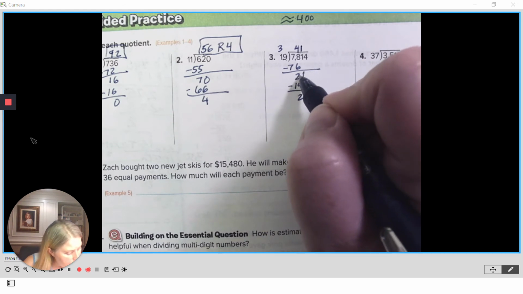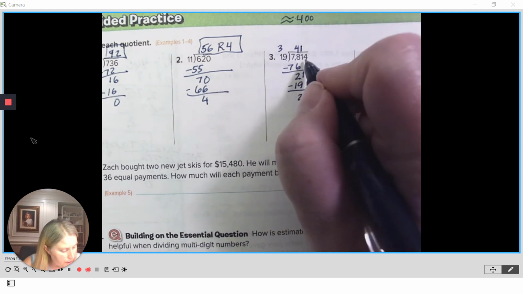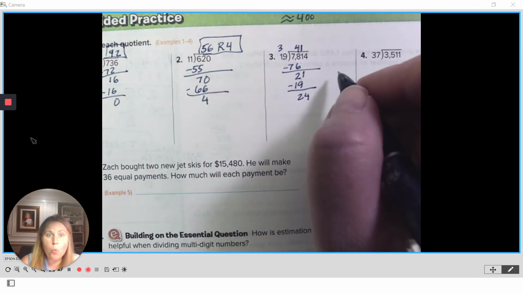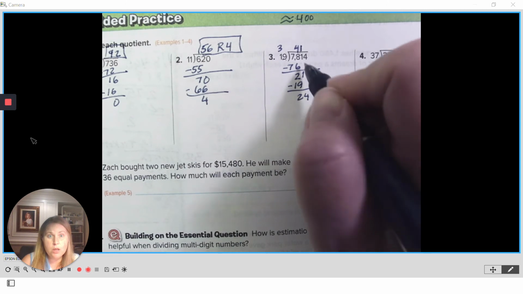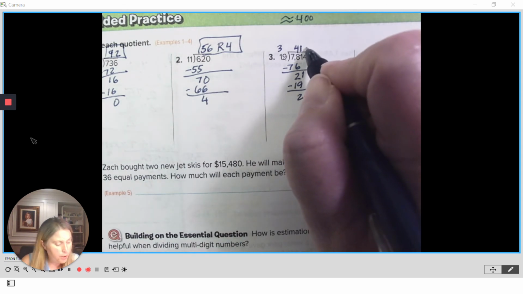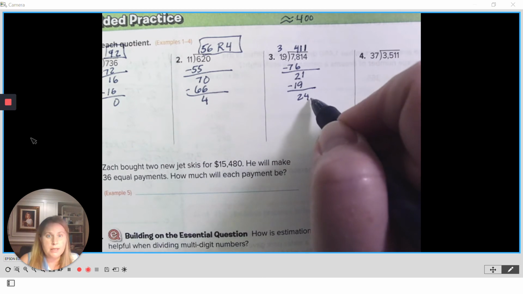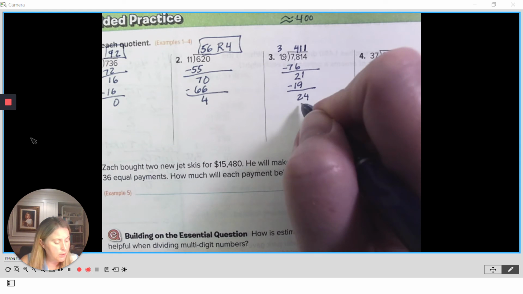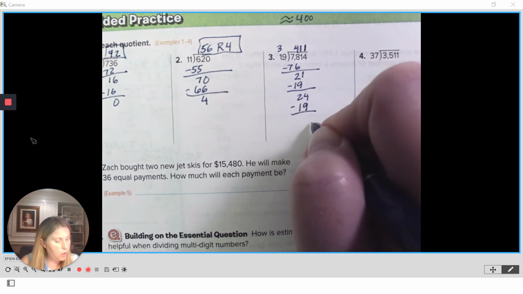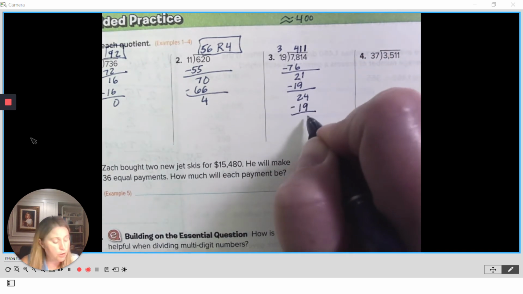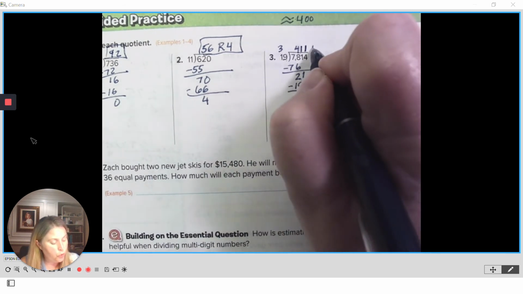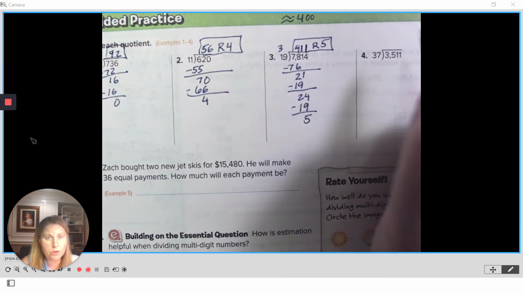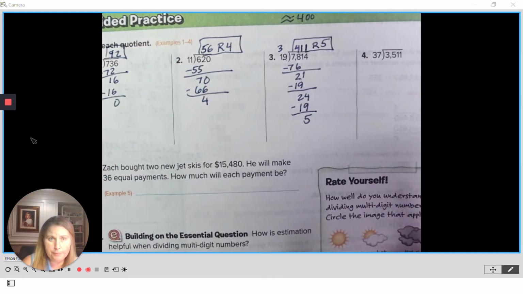Okay, and then I brought down this one, so now I need to bring down this 4. So I have 24. 19 goes into 24 1 time. So again, I brought down the 4, so I make sure I'm writing this 1 above the 4, because that's the last number I was dividing by. 1 times 19 is 19. 24 minus 19 is 5, so we have a remainder 5. So 411 remainder 5, and we box our answer. That was close to our estimate of 400.